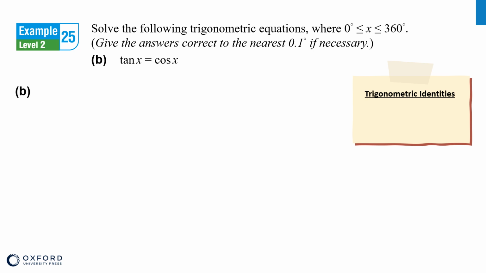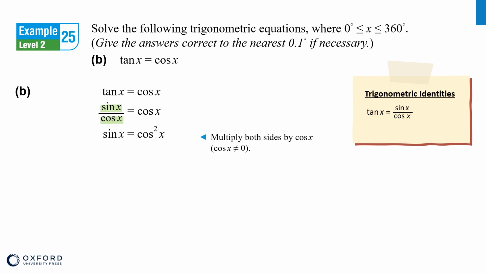Part B, we need to solve the equation tangent x equals cosine x. Similar to part A, there are two kinds of trigonometric ratios in the equation, tangent and cosine. As said, we should try to make it only one kind left. Let's see what we can do. We know that tangent x is equal to sine x over cosine x. Note that cosine x is not equal to 0, otherwise tangent x is not defined.